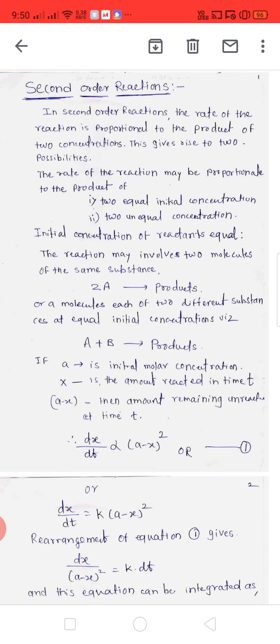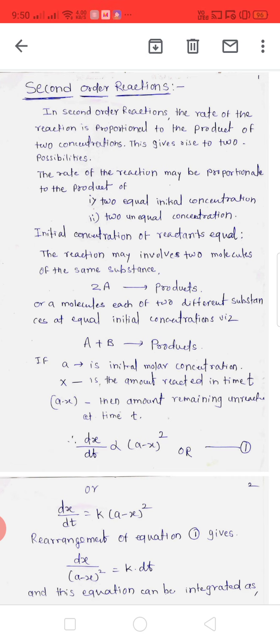In a second order reaction, the rate of the reaction is proportional to the product of two concentrations. This gives rise to two possibilities. The rate of the reaction may be proportional to the product of, first, equal initial concentration, second, unequal concentration. In your syllabus, all of you learn initial concentration of the reactant equal.